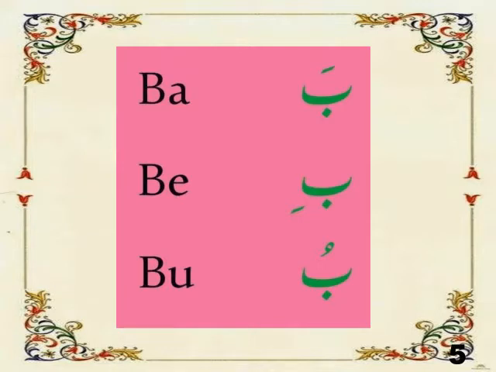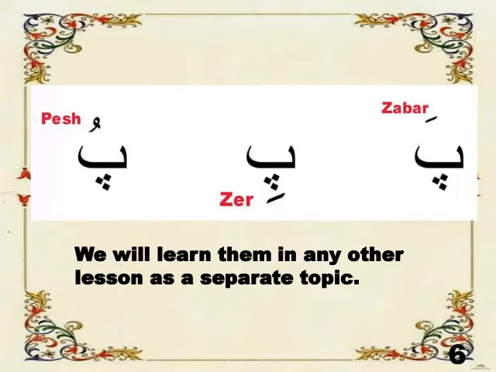For instance, let's have an example of the alphabet Bay. If we are using Zabar on Bay, we write it above the alphabet and the sound of Bay will become Ba. But if we write it below, it will become Zair and the sound of Bay will become Bi. If we write Pesh, we put it above the alphabet and the sound will become Boo. Same goes with the other alphabets.